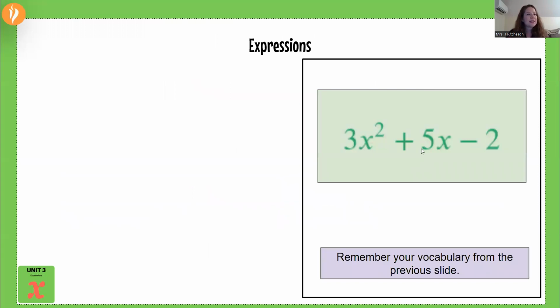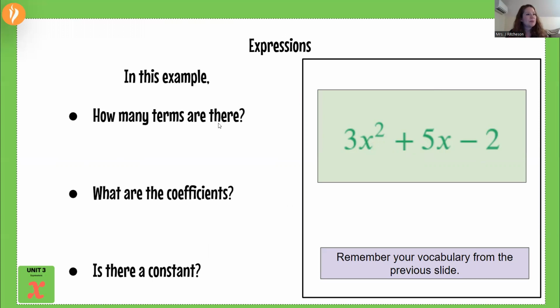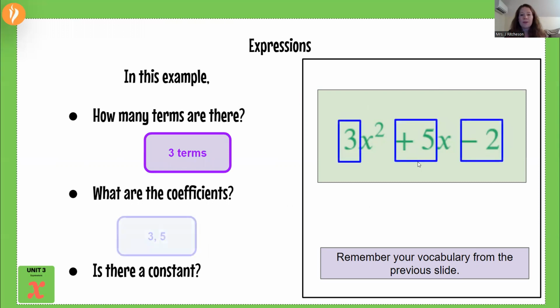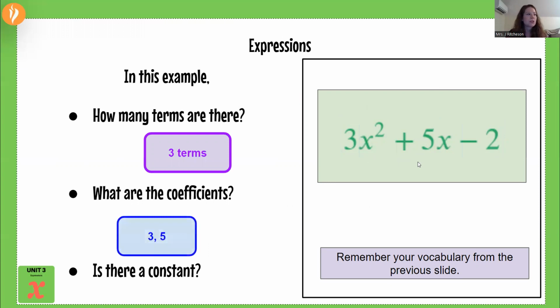All right, so let's look at this expression. The first question is, how many terms are here? Well, we have one term, a second term, and our third term, right? Remember, those signs in front of the number belong to that particular term. So we have 3. All right, what are the coefficients? Remember, coefficients are numbers that are attached to a variable. So our coefficients are 3 and 5.